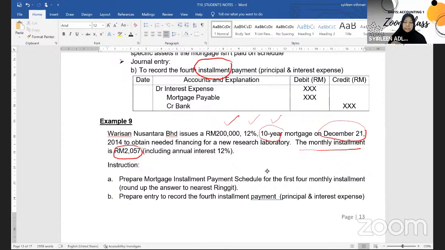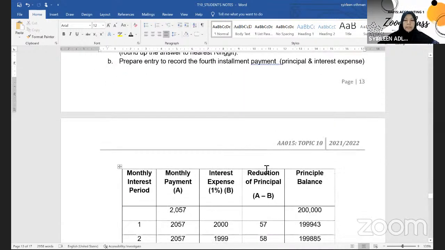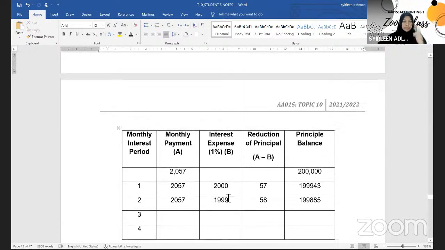Okay, so the instruction here asks you to make a mortgage installment payment schedule for the first 4 months starting from the day that you issued the mortgage payable. Then we will prepare the entry to record the 4th installment payment, so we will record it in the fourth month. So read the question carefully. Alright, so the first thing that I need to do is the table, the schedule for payments. So here, this is my schedule of payments.